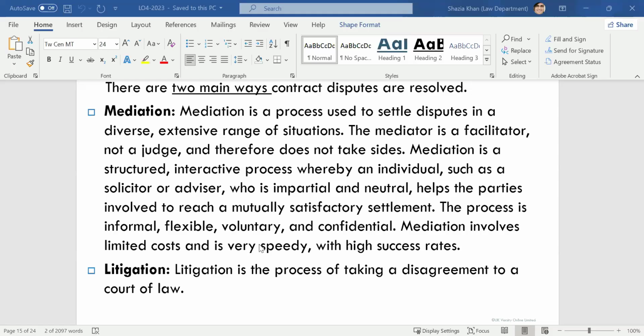Why do you think courts try to persuade parties to do mediation? Why do you think courts encourage parties to do mediation rather than go to court? To save time. Save time, save costing as well. It's very expensive. You may face quite high costs if you go through courts.